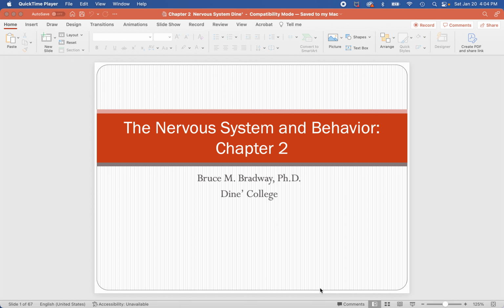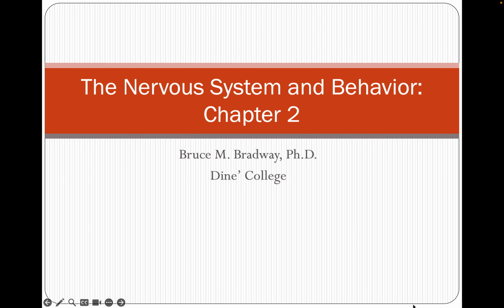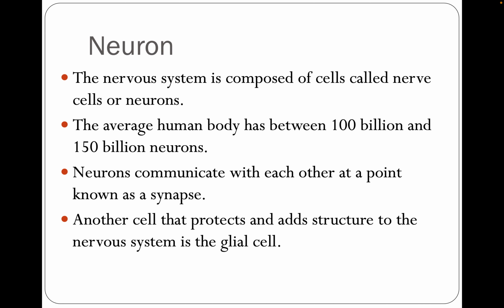To talk about the nervous system and how our nervous system controls our behavior has a lot to do with what psychology is all about. The nervous system is composed of cells called nerve cells or neurons. The average human body has between 100 billion and 150 billion neurons. Neurons communicate with each other at a point known as a synapse.